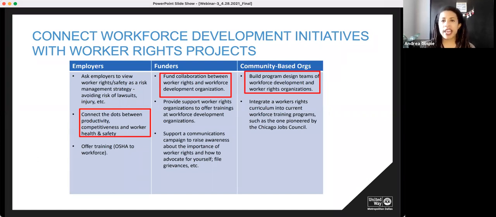Community-based organizations can use the support that they get from funders to reach out to worker rights organizations and start design teams where they can start to braid the work of training with the work of worker rights advocacy. Next slide.